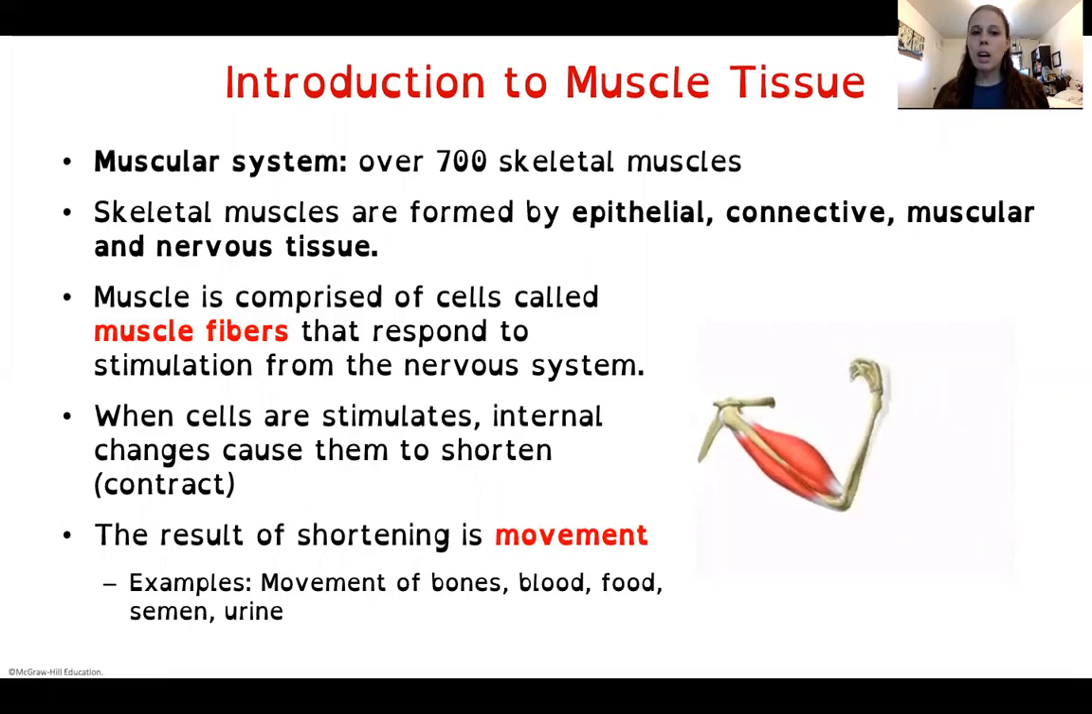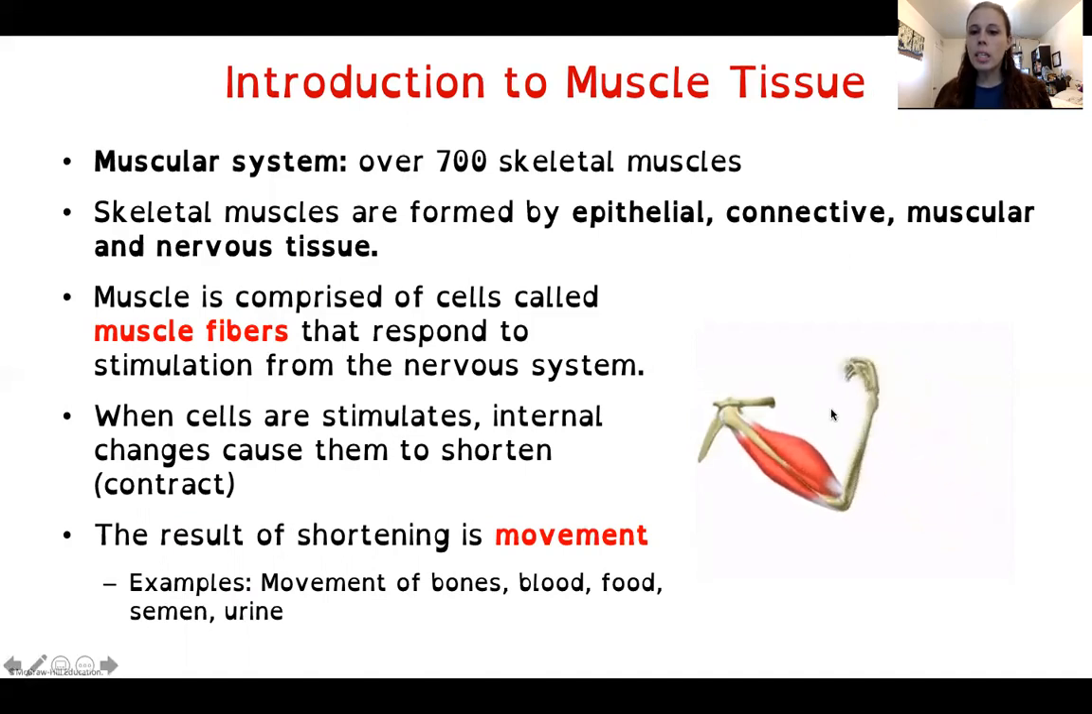The cells of these skeletal muscles are called muscle fibers because they're actually a fusion of different cells. When these cells are stimulated, then the internal changes that happen will make the muscle become shorter, and we call this a contraction. When the muscle relaxes, then it's stretching out. The result of this shortening is movement. Not only the shortening, but also the stretching.